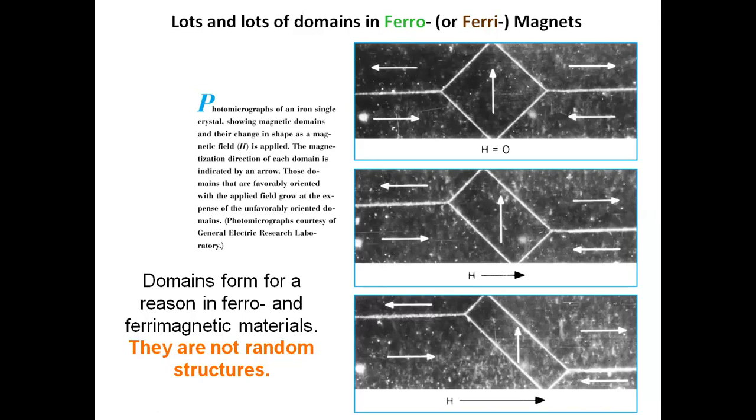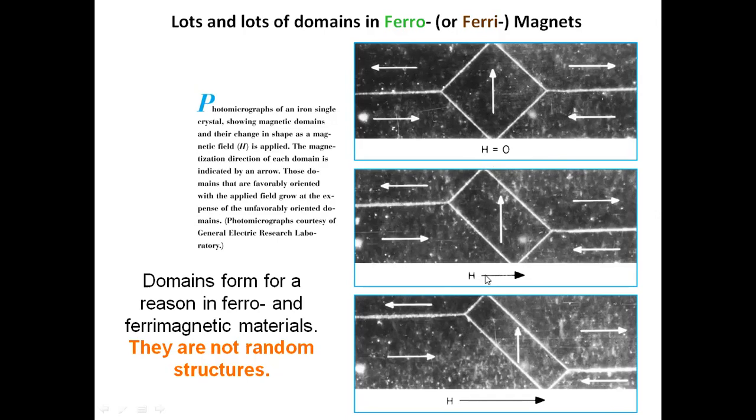This is a photomicrograph of the iron element. Here you can see the dipoles randomly oriented, and you don't find any external magnetic field, the magnetizing field. If the external magnetizing field is zero, this is the case for the domain structure.